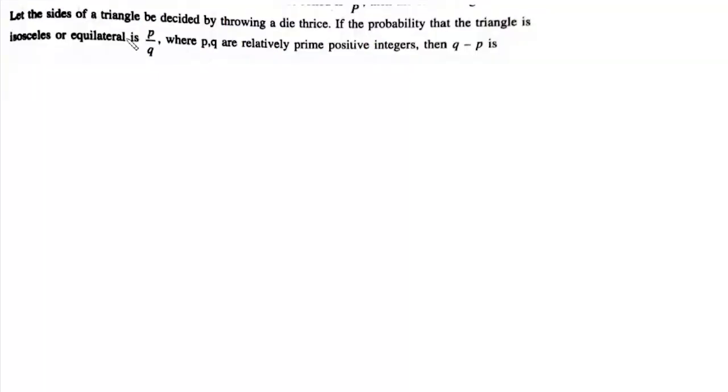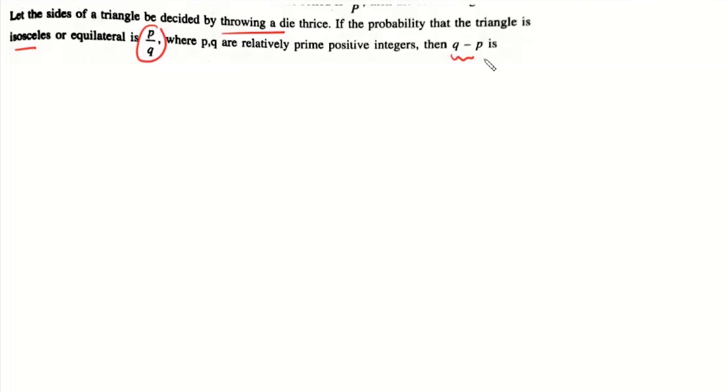Now here the question is, let the sides of a triangle be decided by throwing a die thrice. If the probability that the triangle is isosceles or equilateral is P by Q, where P and Q are relatively prime positive integers, then Q minus P is.